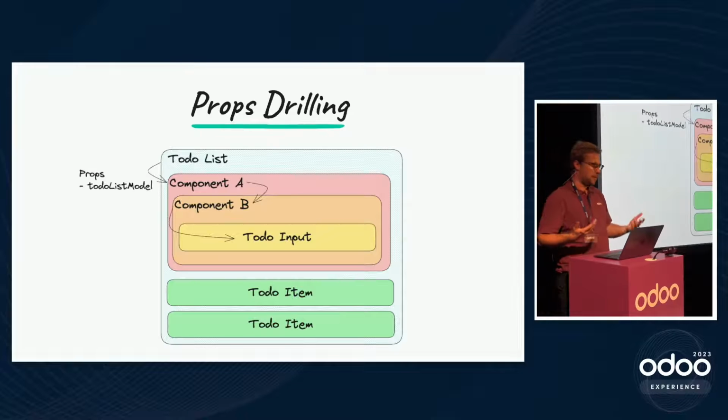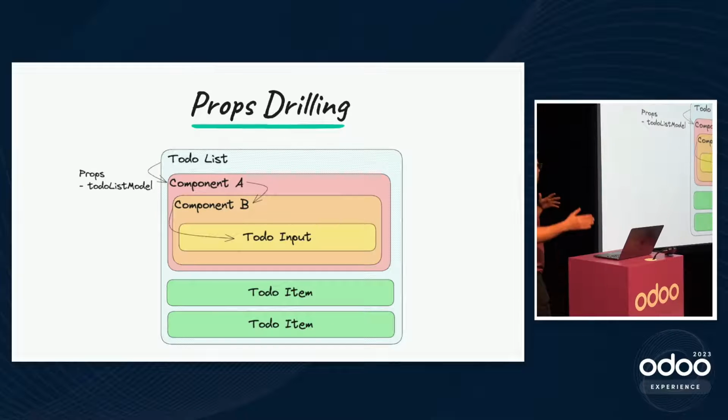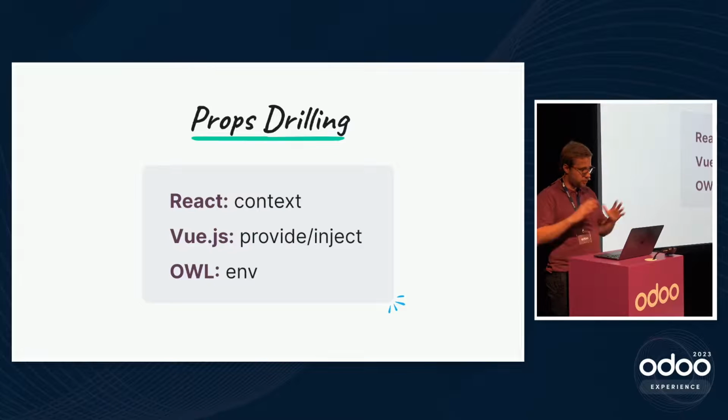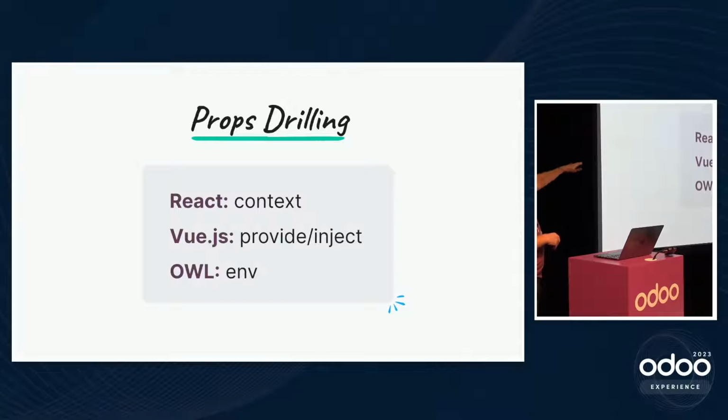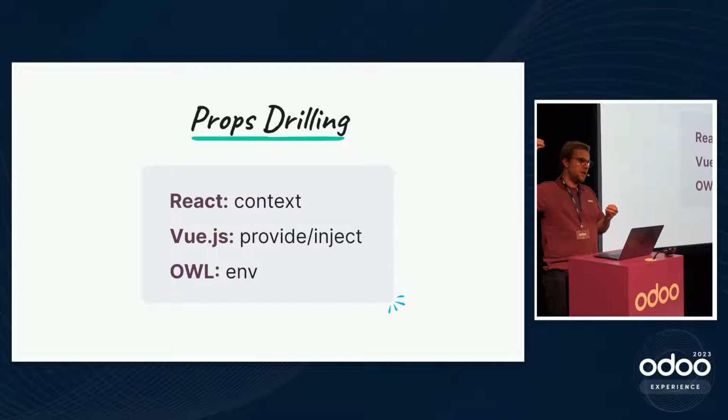It's probably not a good practice, because you will probably create some bugs and some stuff like that. And the component A and B probably don't care about these props, so it's not really relevant to pass it to these components. And the name of this issue is props drilling. It's a well-known issue for every JavaScript framework. For example, React will use the context function to manage this issue. Vue.js will use provide and inject. Basically, it will give you a way from a parent component to pass some data, some state, to a child. And you don't need to pass it as a props.